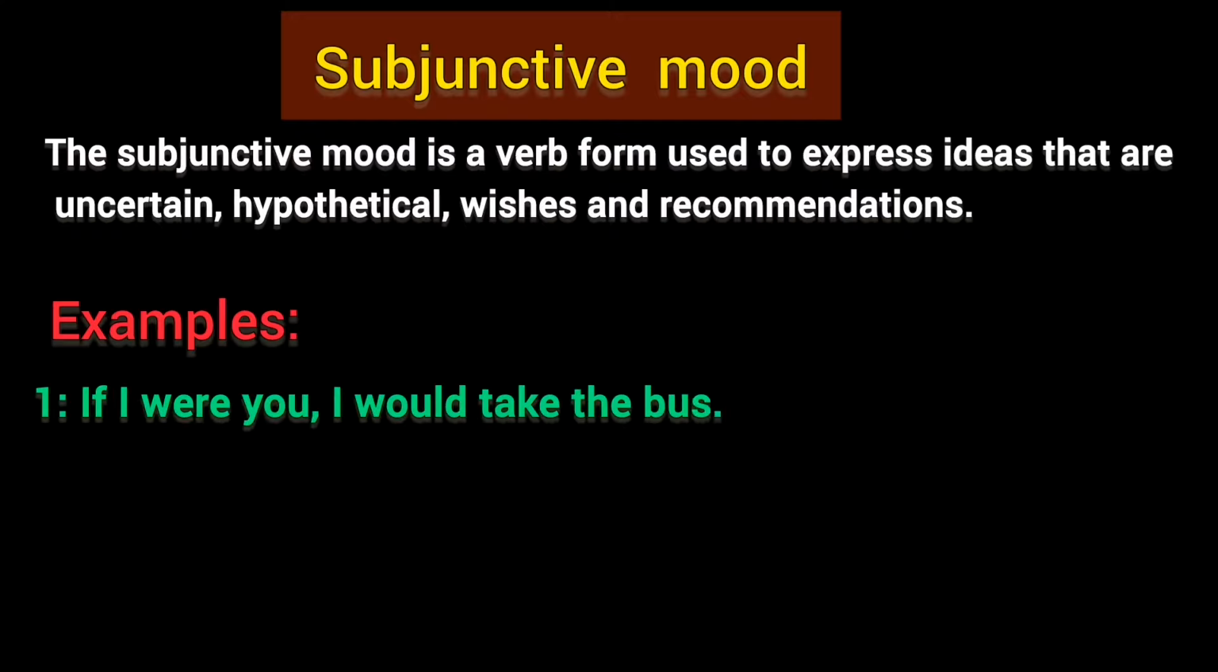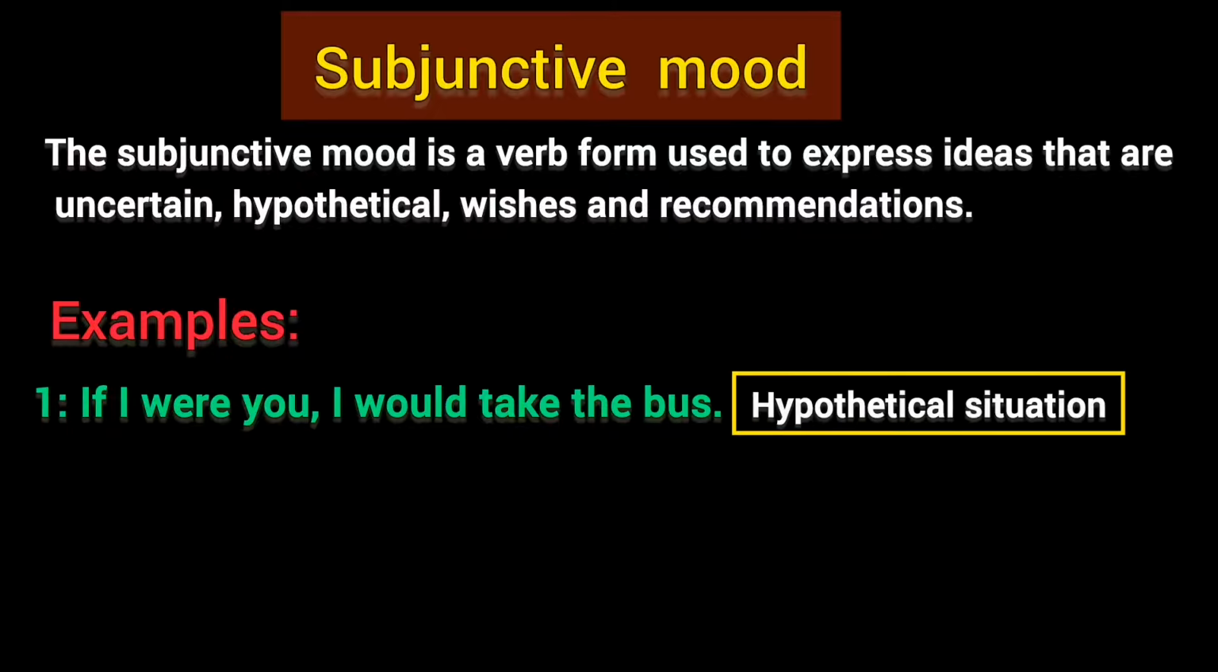If I were you, I would take the bus. Observe this example. Here the verbs of this sentence indicate a hypothetical situation. By hypothetical situation it means that it refers to an imagined situation. Simply, I cannot be you now to take the bus. So, this verb shows an imaginary situation. So that is why it is called a subjunctive mood of the verb.